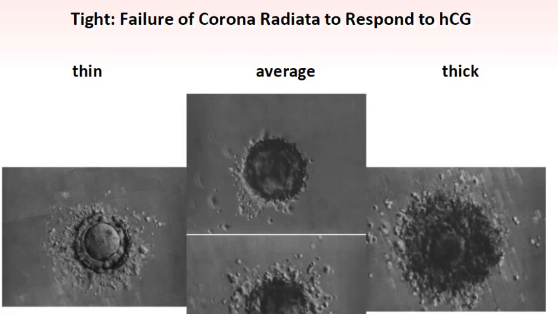Since each of these oocytes has a tightly packed corona radiata, it can be inferred that the response to HCG was less than adequate. One would expect that an oocyte contained within this corona radiata would be immature. However, the oocyte in the left, thin column suggests the presence of polar body-like material.